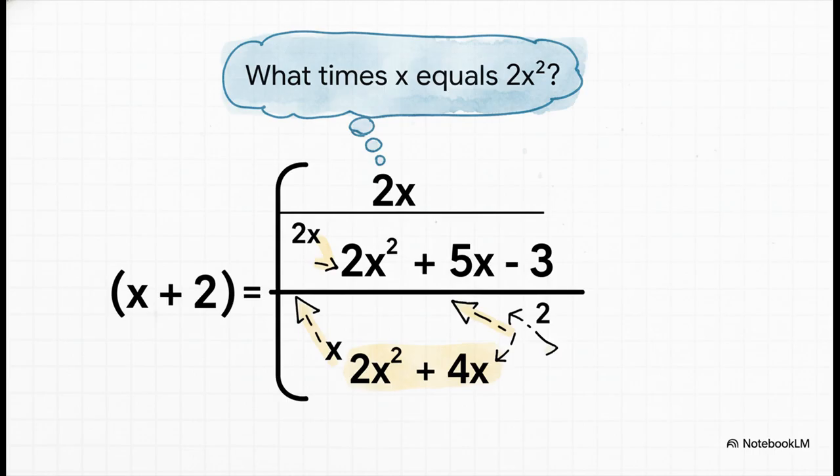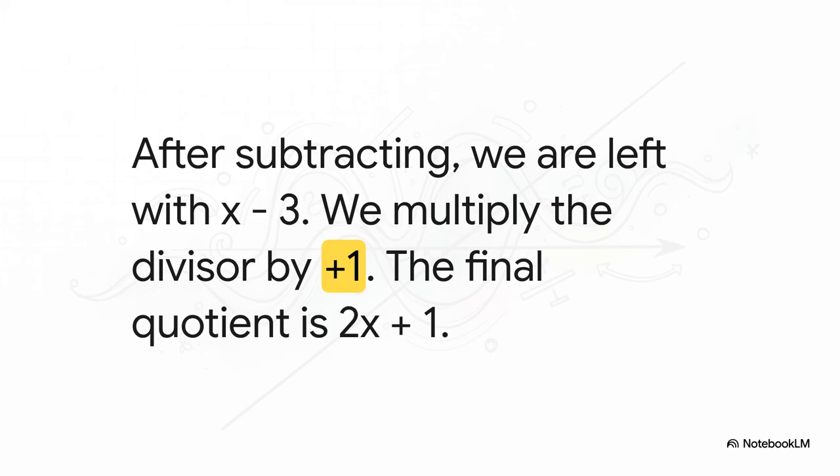First question we ask is, what do I multiply x by to get 2x squared? Well, that's got to be 2x, so we put 2x up top. Now we multiply that 2x by the whole divisor, x plus 2. That gives us 2x squared plus 4x. And just like regular long division, we're going to subtract that whole thing. So after we subtract, we're left with just x.